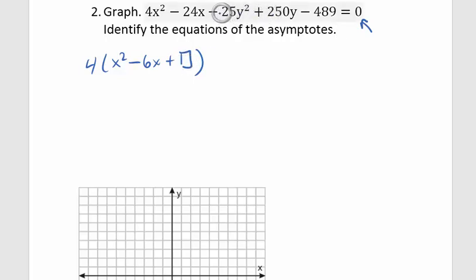Here I'm going to factor out a negative 25. So I'm factoring out a negative 25 first. So it would be y squared plus, oh, sorry, right there, I made a mistake already. If I'm factoring out a negative 25, that's going to be a negative 10y plus some mystery box. I'm going to take this 489 and move it over to the other side, so I'd add 489 to both sides.